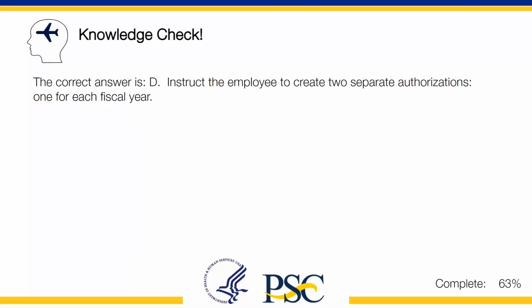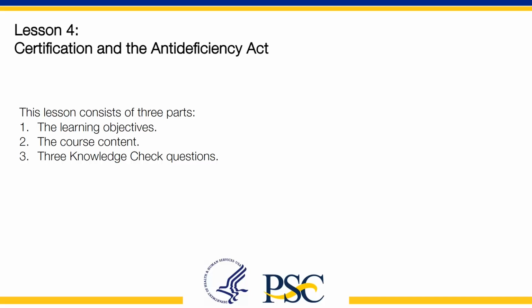The correct answer is D. Instruct the employee to create 2 separate authorizations, one for each fiscal year. Lesson 4, Certification in the Antideficiency Act. This lesson consists of 3 parts: the learning objectives, the course content, and 3 knowledge check questions.